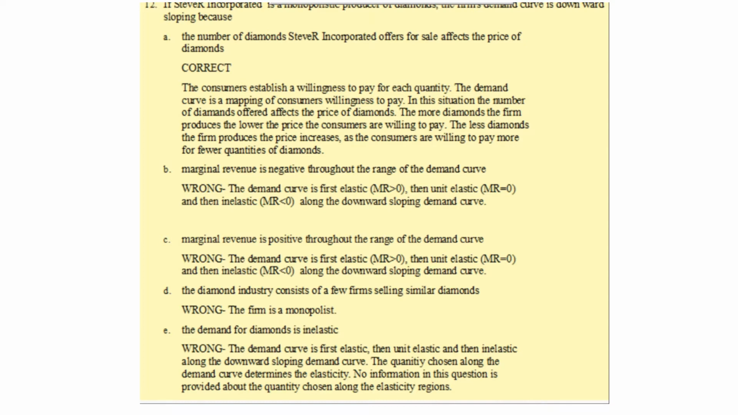D. The diamond industry consists of a few firms selling similar diamonds. Wrong. The firm is a monopolist. E. The demand for diamonds is inelastic. This is wrong. The demand curve is first elastic, then unit elastic, and then inelastic along the downward sloping demand curve. The quantity chosen along the demand curve determines the elasticity. No information in this question is provided about the quantity chosen along the elastic regions.